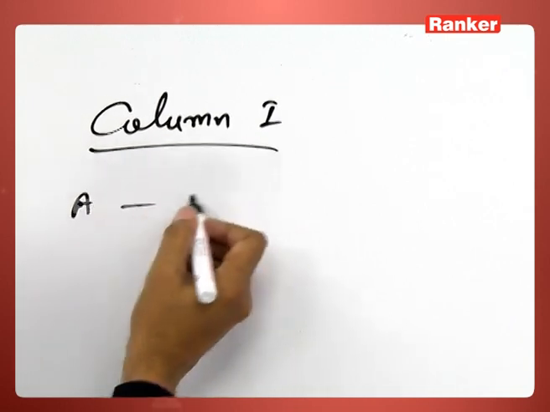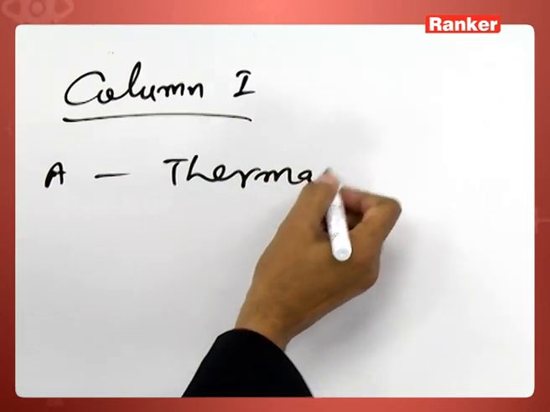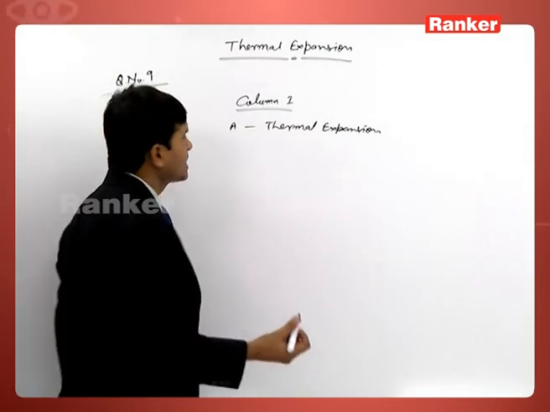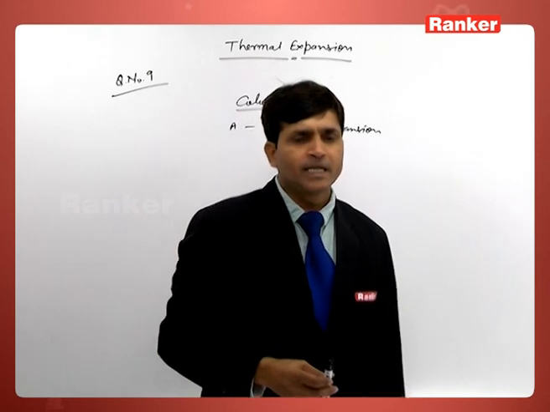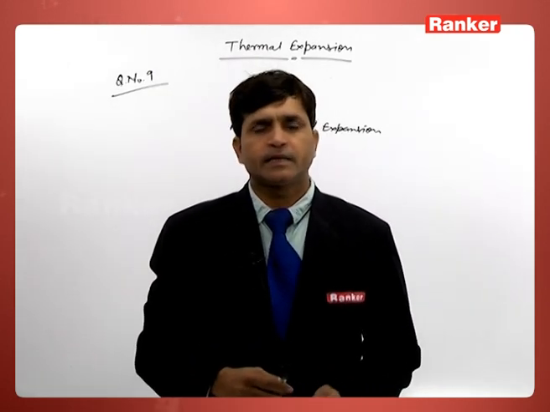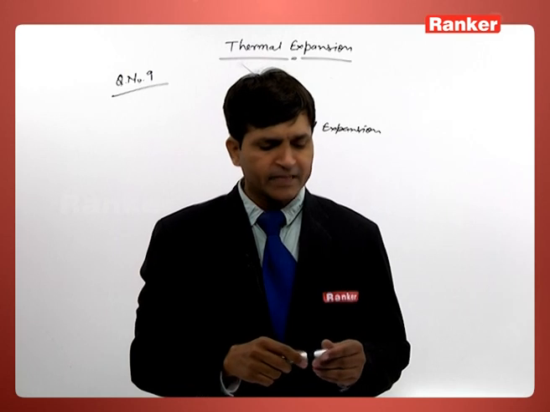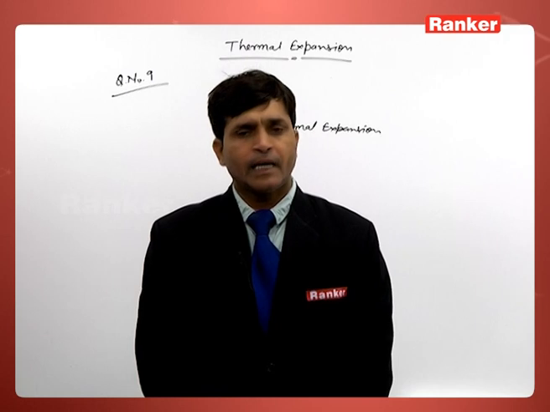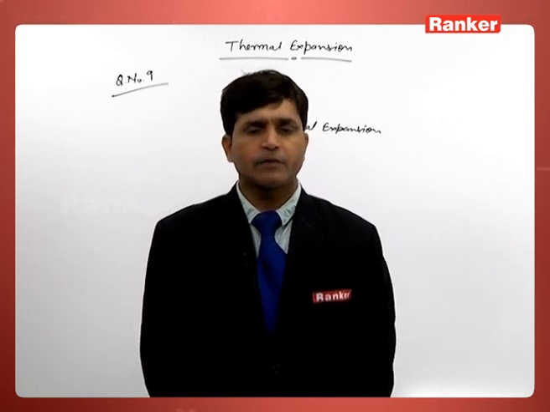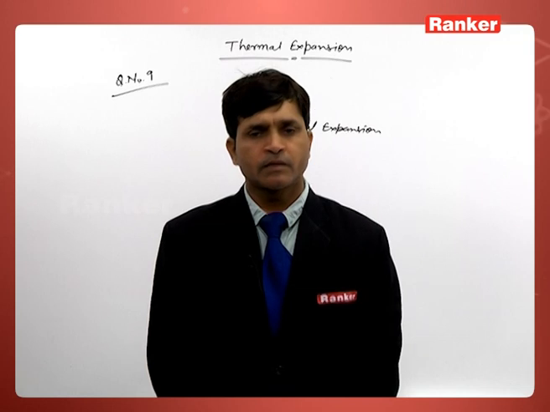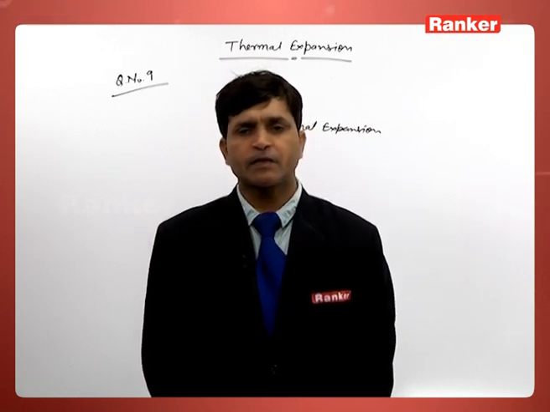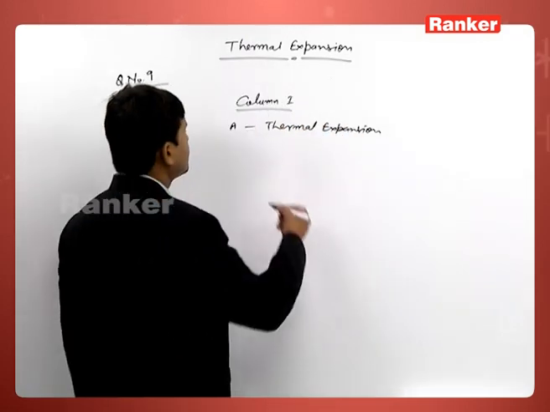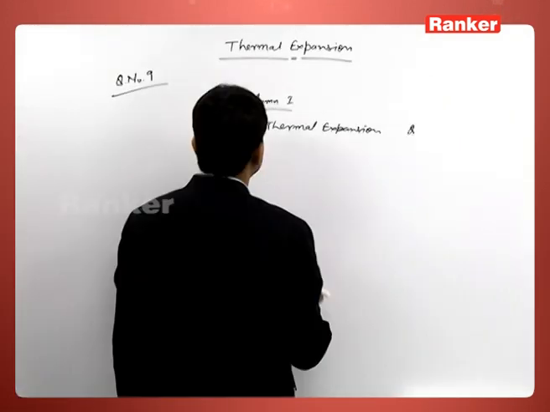The first thing, thermal expansion, in column 1. If we look at the options available in column 2, thermal expansion depends on the change in temperature of the body as well as the initial dimension of that body. So according to the options available in column 2, our Q option is the most appropriate, which is depends on dimension as well as material, temperature. So we can match A with Q.